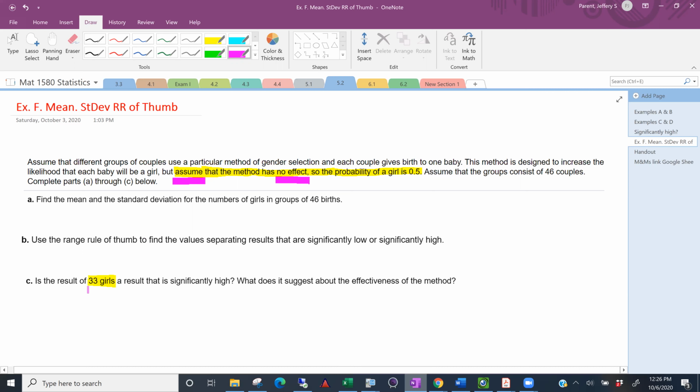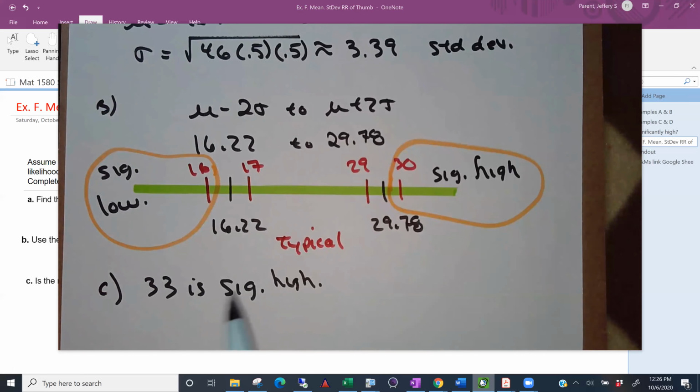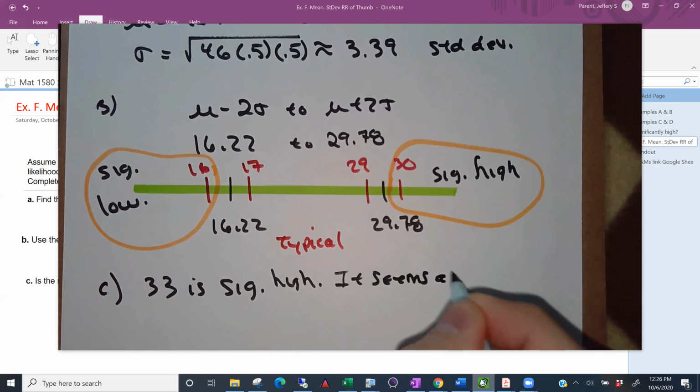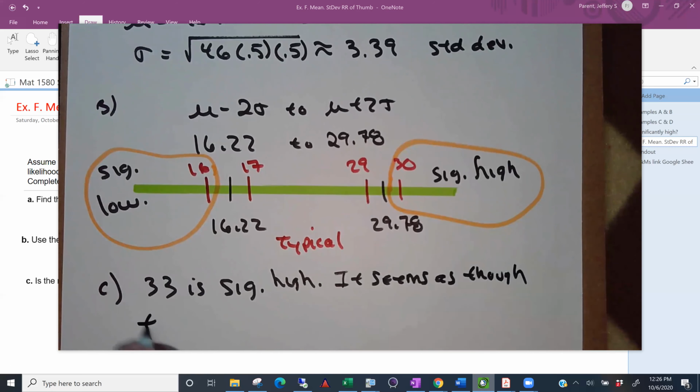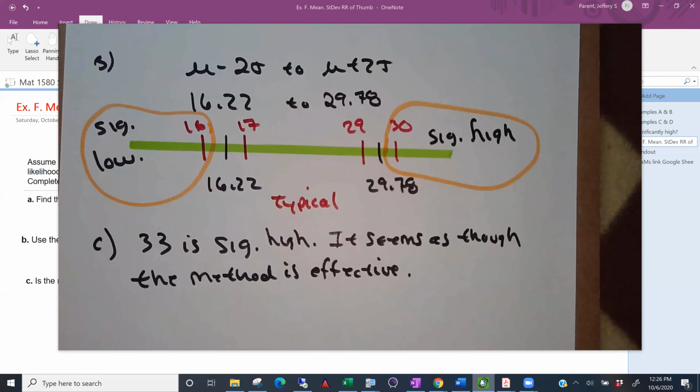Because the chance of being wrong under this assumption and getting 33 girls is pretty small. To get 33 girls would be very unlikely if there's a 50-50 chance of a boy or a girl. So we probably saw the effectiveness of the method. That's what's accounting for such a high number of girls. It seems as though the method is effective.